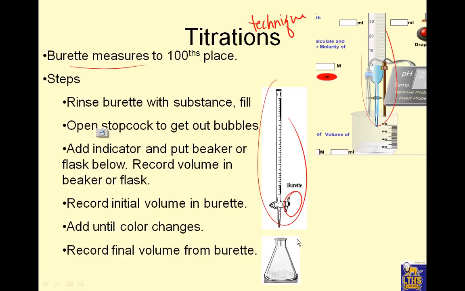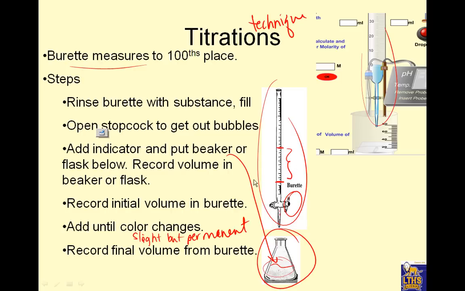Then in the flask you put the solution you're testing, and you add an indicator. Put a beaker or flask below the burette. Record the initial volume in the burette. Add from the burette into the flask or beaker until you get a slight color change of the indicator, a slight color change that stays permanent. So slight but permanent. Then you read the final volume, and you subtract the two to get the volume added. Initial, final, subtract.